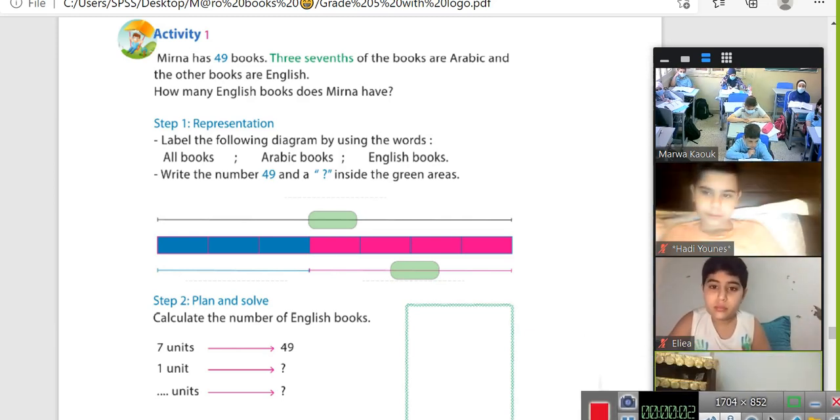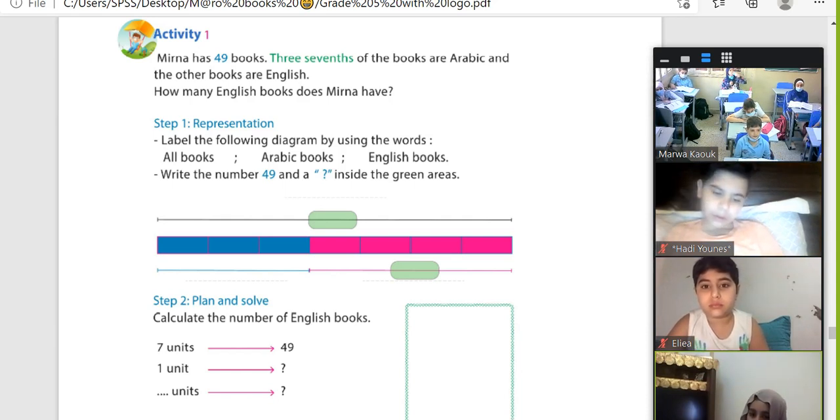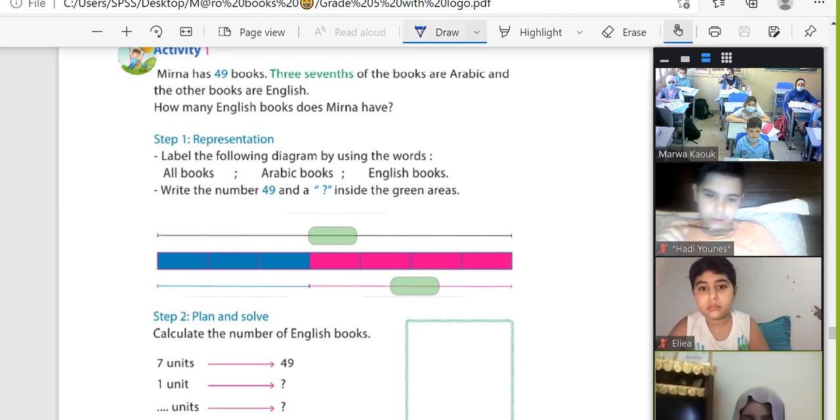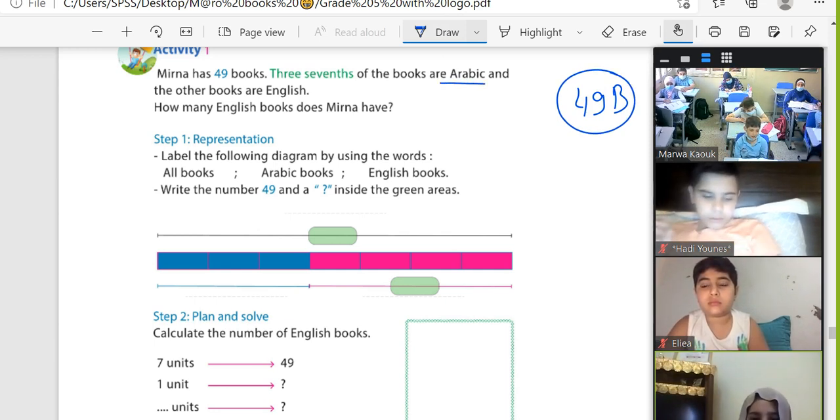So we are solving page 117, activity 1. Mirna has 49 books. Let's draw 49 books. Some of these books are Arabic and the others are English. Here we have Arabic and here we have English.